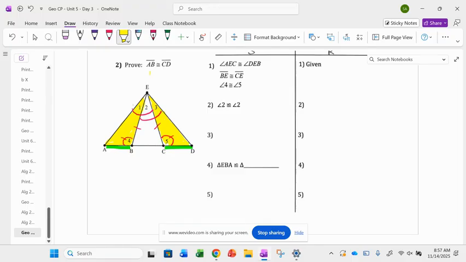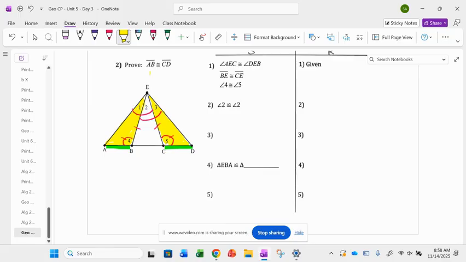CPCTC. That's the reason. So after we prove triangles congruent, then any pair of sides that correspond or any pair of angles that correspond, we're able to say are congruent, and our reason is CPCTC. Okay, so first we have to work on getting these triangles congruent.